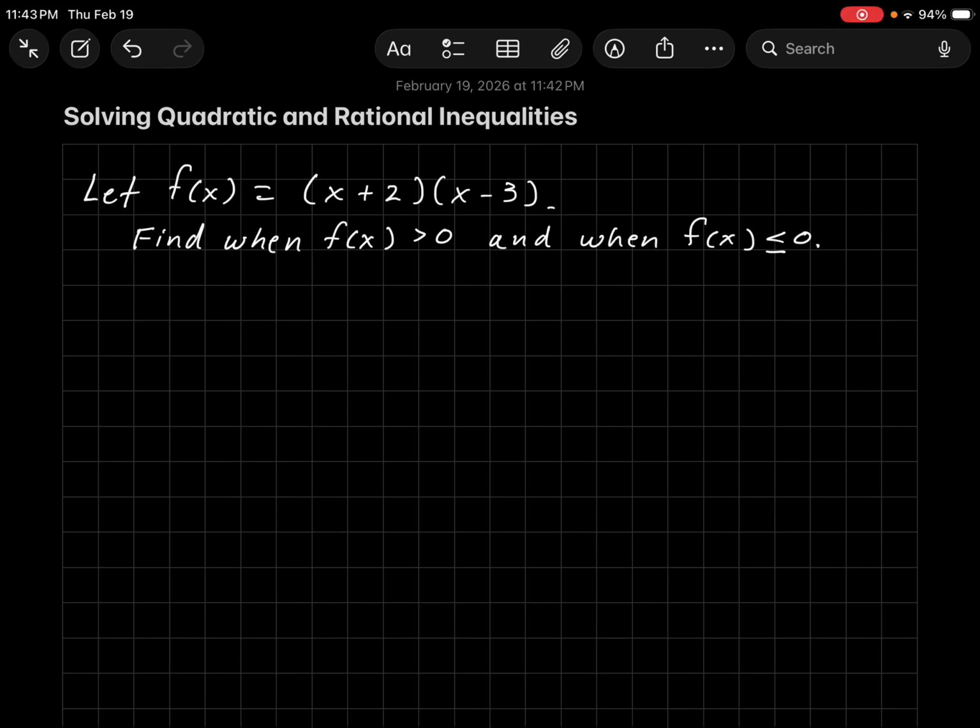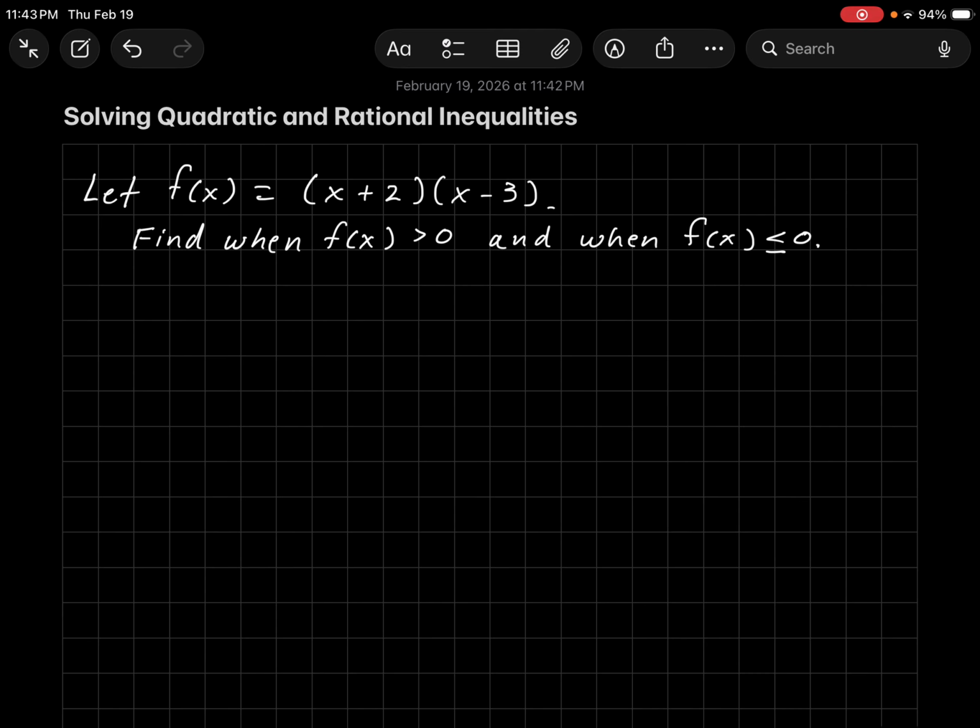Solving quadratic and rational inequalities. Let f of x equal (x plus 2) times (x minus 3). We want to find when f of x is greater than 0 and when f of x is less than or equal to 0.